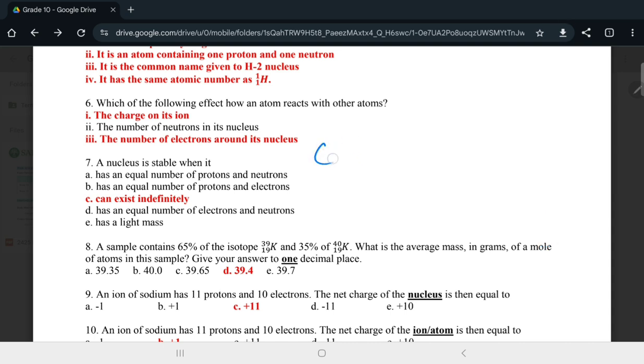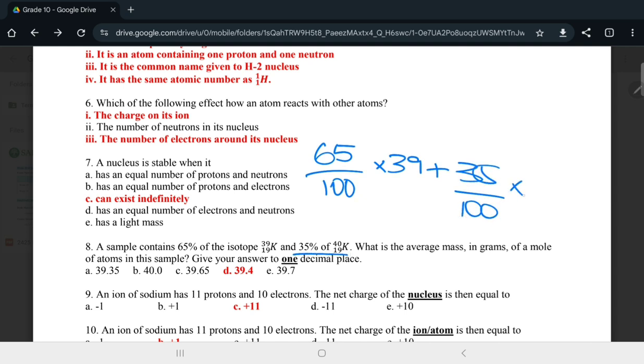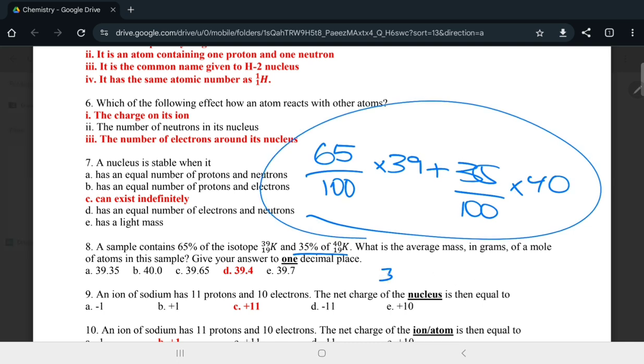Okay, so we have the percentage 65%, 65 over 100, multiplied by the mass number of the first isotope, which is 39. So we put 39 here, and then we add it to the other given, 35 over 100 multiplied by 40, which is the mass number. Plug it into the calculator, you will get 39.35. Rounded to one decimal place, you will get 39.4.